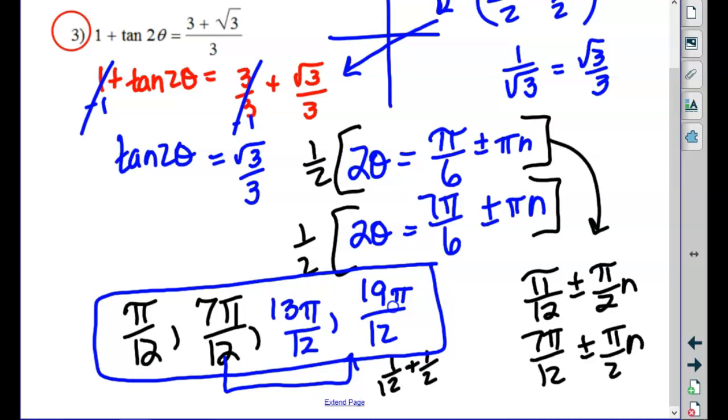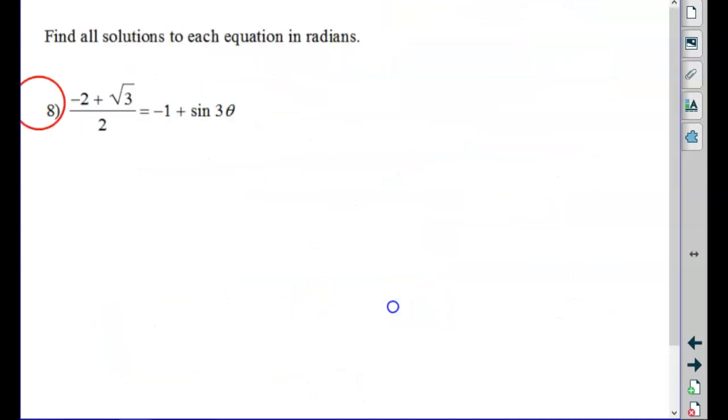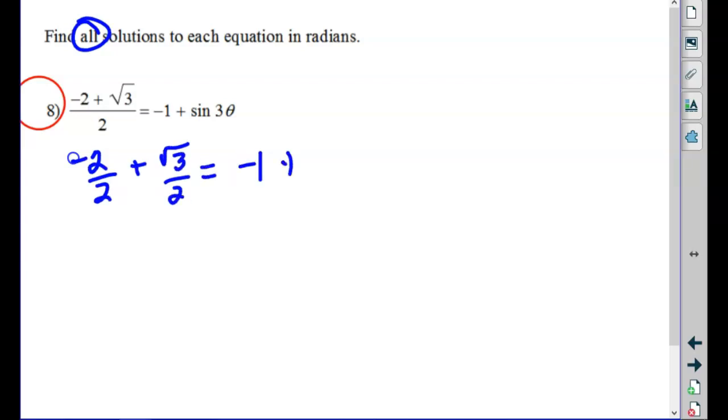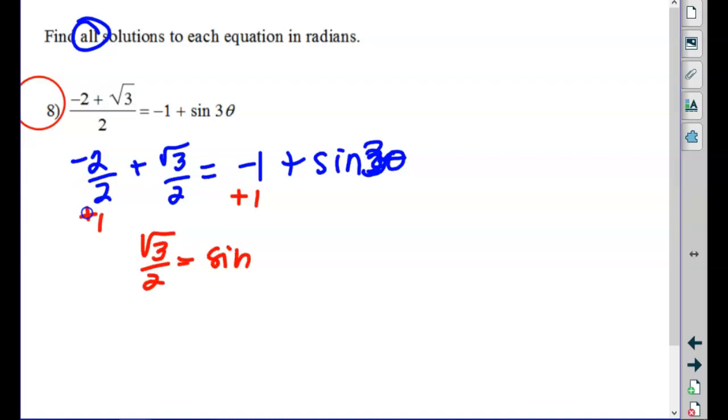I do hereby solemnly swear it won't be a tangent question and it won't be 0 to 2 pi, okay? So let's try one that's not. What's another one? That's this one? I like this one. It might be one with a 3 on the quiz. Okay, not a 2 in there. But I like this one because it says all solutions. All right, so on the left side, it has a negative 2 over 2 plus square root of 3 over 2 equals negative 1 plus sine of 3 theta. That's a 3. Okay, if I add 1 to both sides, what's left? Just a square root of 3 over 2 is equal to sine of 3 theta.